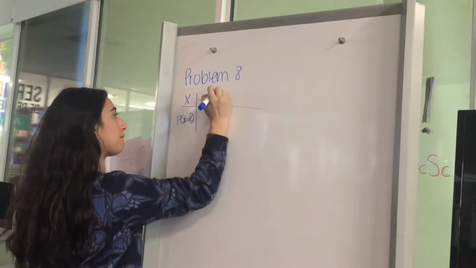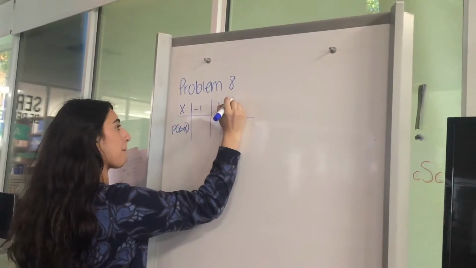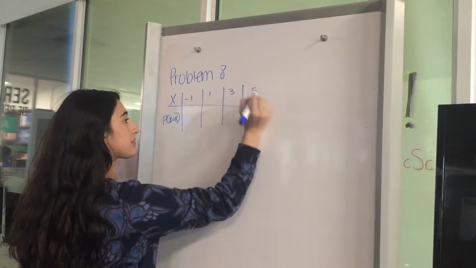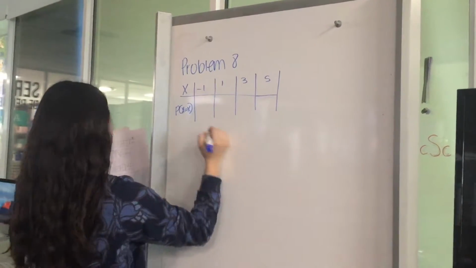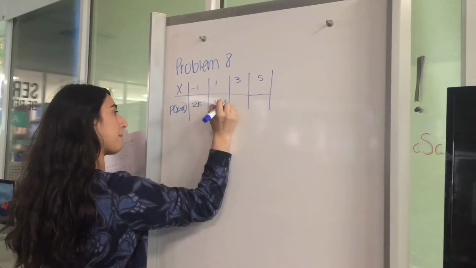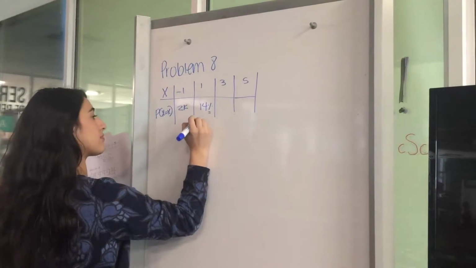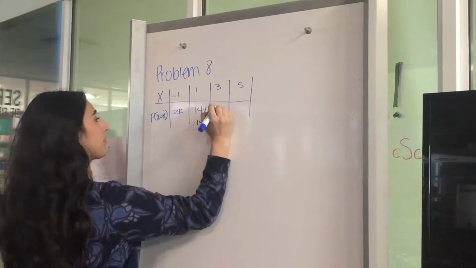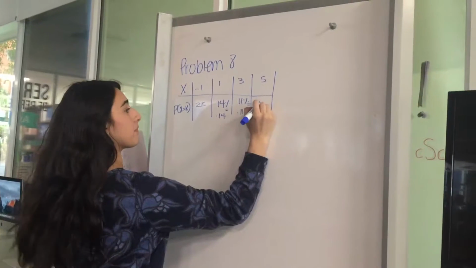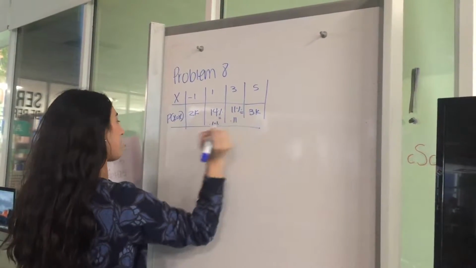For problem 8, we're going to find the value of k, the expected value, and the variance. On the table we have the values of x, which are -1, 1, 3, and 5. We have the values of p, which are 2k, 14%, which is 0.14, 11%, which is 0.11, and 3k.